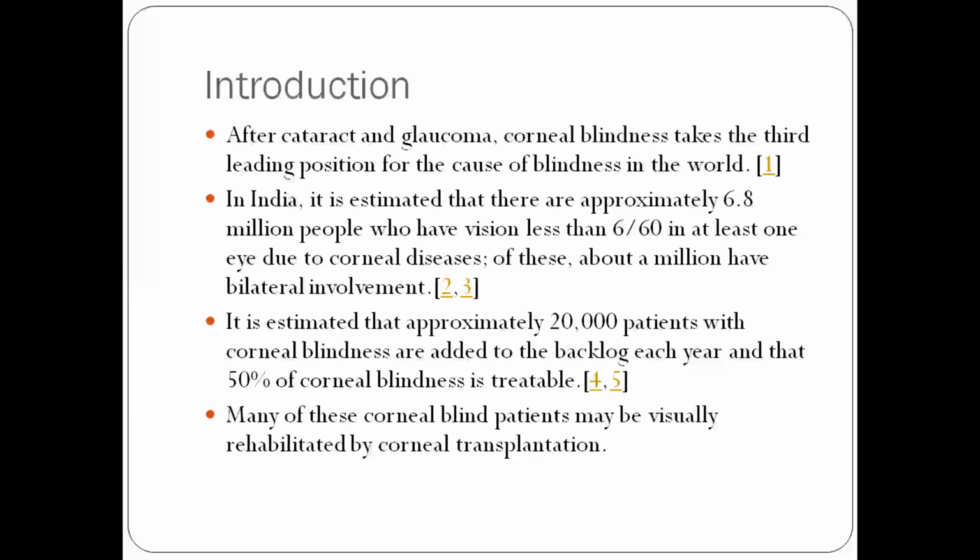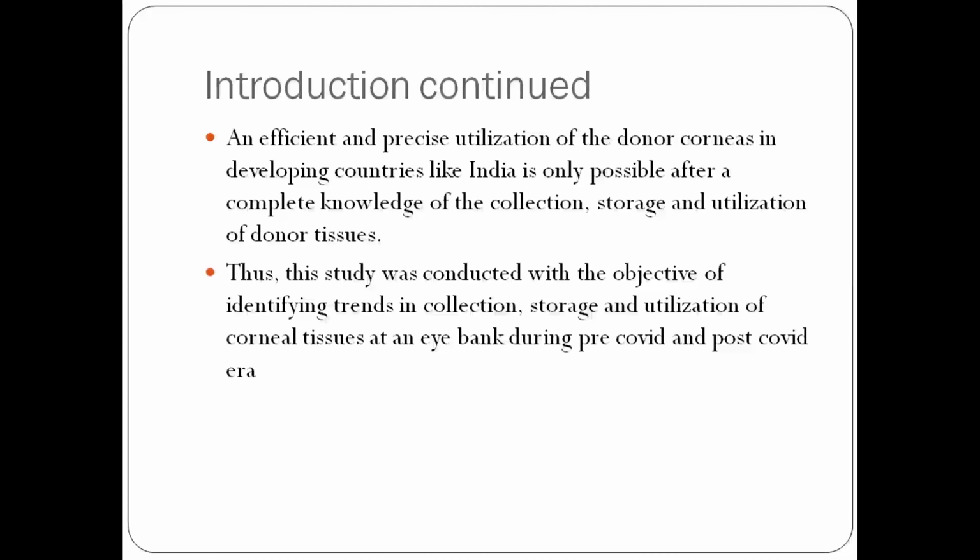It is estimated that approximately 20,000 patients with corneal blindness are added to the backlog each year, and that 50% of corneal blindness is treatable. Many of these corneal blind patients may be visually rehabilitated by corneal transplantation. Efficient and precise utilization of the donor corneas in developing countries like India is only possible after a complete knowledge of the collection, storage, and utilization of donor tissue.